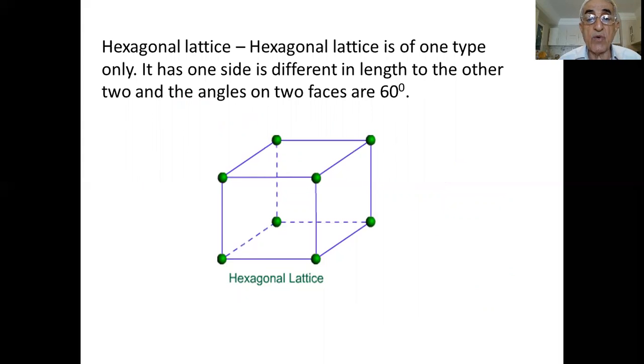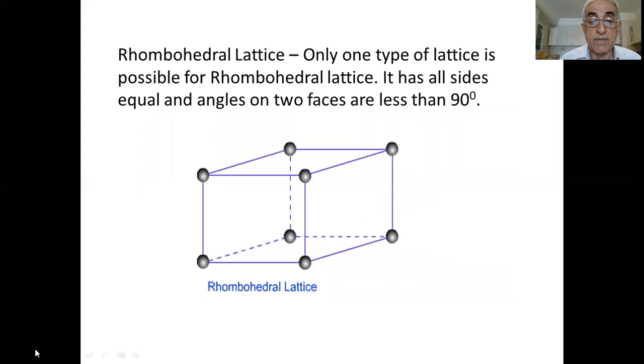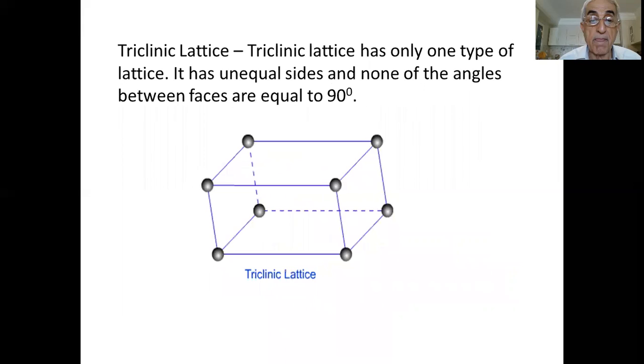Hexagonal is of one type only. It has one side different in length to the other 2, and angles on 2 faces are 60 degrees. Hexagonal. Rhombohedral lattice, only one type of lattice is possible for rhombohedral lattice. It has all sides equal and angles on 2 faces are less than 90 degrees. Triclinic lattice has only one type of lattice. It has unequal sides and none of the angles between faces are equal to 90.